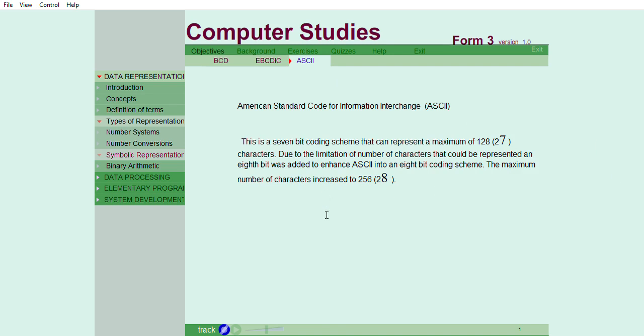American Standard Code for Information Interchange, ASCII. This is a 7-bit coding system that can represent a maximum of 128, which is 2 to the power of 7, characters. Due to the limitation of numbers of characters that could be represented, an 8th bit was added to enhance ASCII into an 8-bit coding system. The maximum number of characters increased to 256, which is 2 to the power of 8.